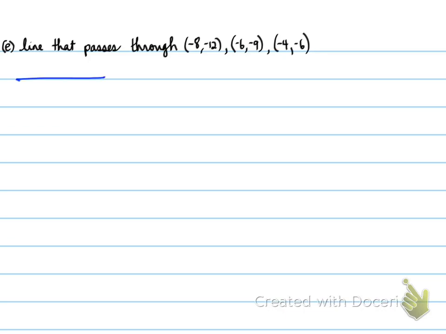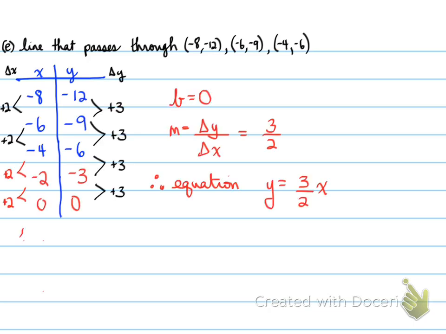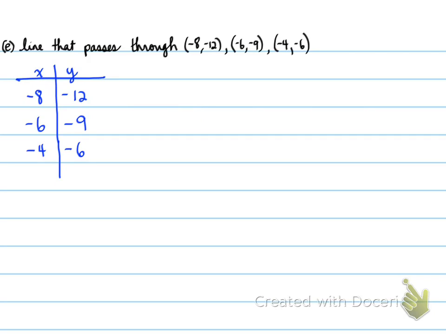-8, -12, we will put this into a table. -8, -12, -6, -9, -4, -6. Notice we put it in a table. Now, I can tell you that it's a line, so we can do our delta x, and we notice that the x's all go in a pattern. Up 2 and up 2, and we don't have to worry about that.